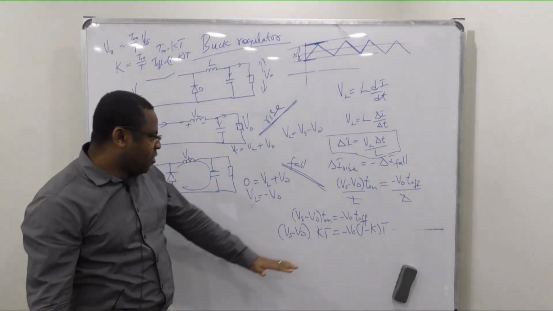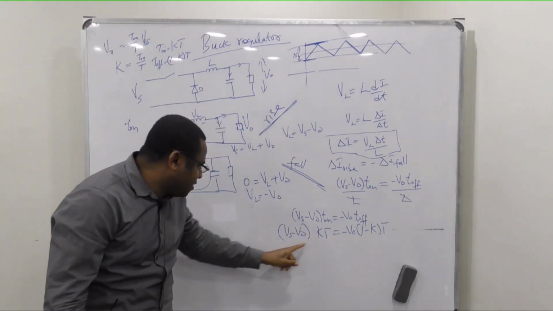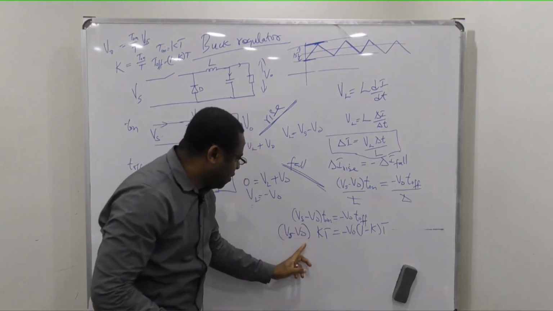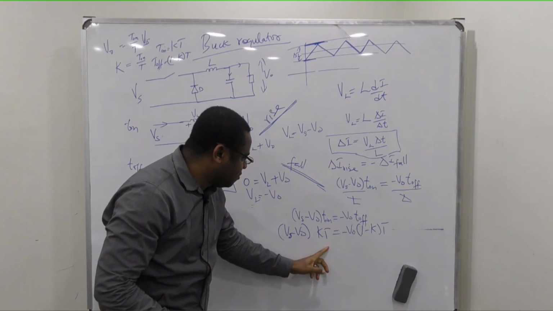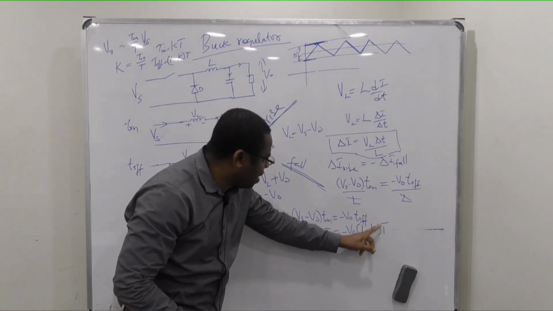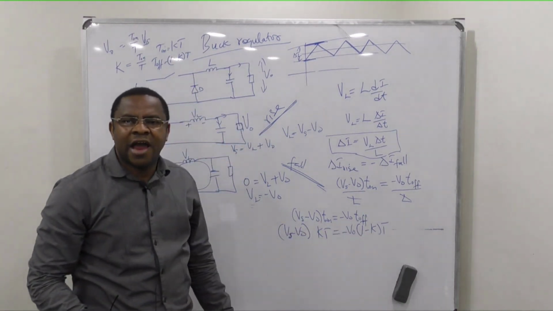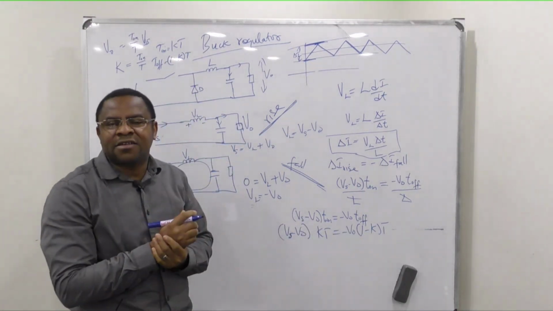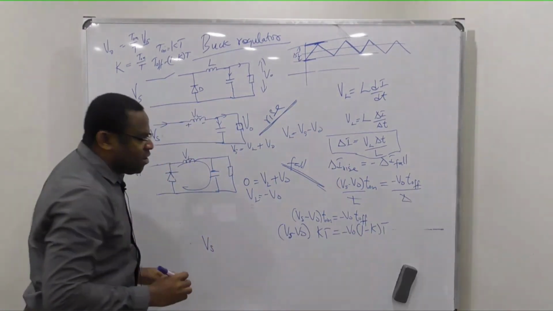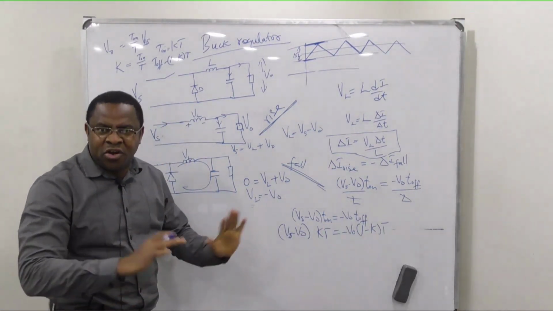Right? So please, you need to expand this. This is Vs minus Vo times KT, which is our T on, equals minus Vo times (1 minus K) times T. Now, you can expand that. When you expand this, you are going to get, and do your elimination method.